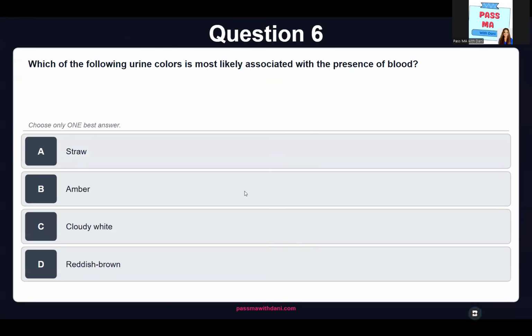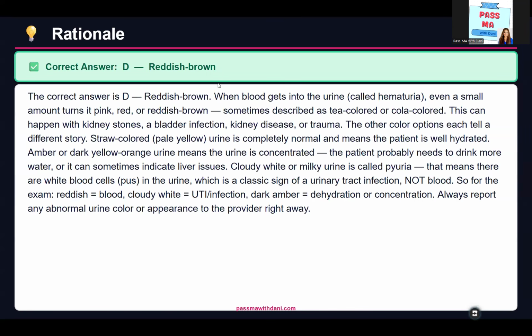All right, question number 6. Which of the following urine colors is most likely associated with the presence of blood? A, straw colored, B, amber colored, C, cloudy white, or D, reddish brown? For question number 6, if you said D, reddish brown, then you are correct.